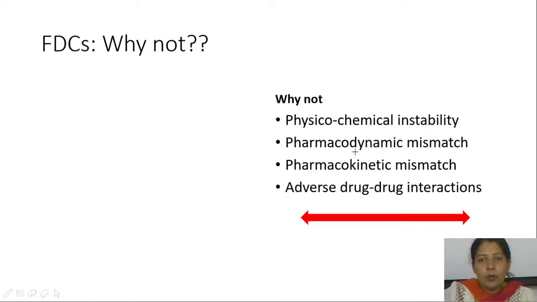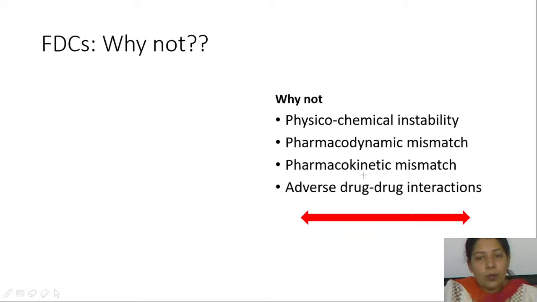Then there is a pharmacodynamic mismatch. For example, one drug is increasing blood pressure and the other drug is reducing blood pressure. You combine the 2 drugs to market it as an anti-hypertensive drug. It would be antagonizing each other's effect pharmacodynamically speaking.